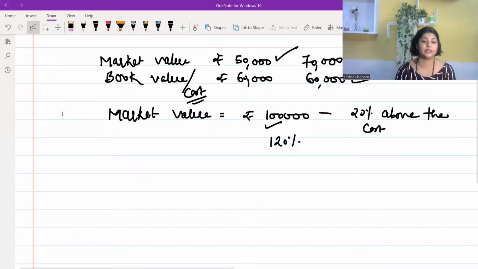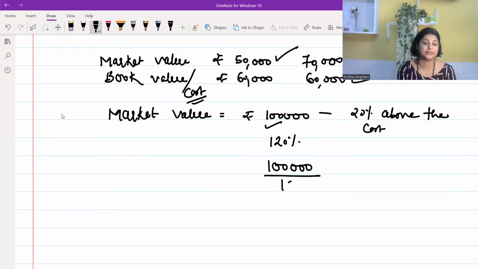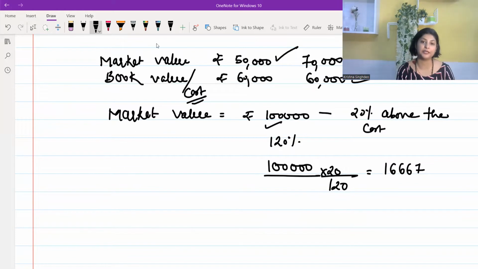So when this itself is 1 lakh rupees, how do we deal with this? Since this is 120%, we are going to divide it by 120%. Or I can do it like this also, because it would give you the answer in points, which would make it difficult: 20 divided by 120. If I do 20 divided by 120, it gives me the value by which the closing stock is up, which is 16,667 rupees. So this is how my value is inflated.